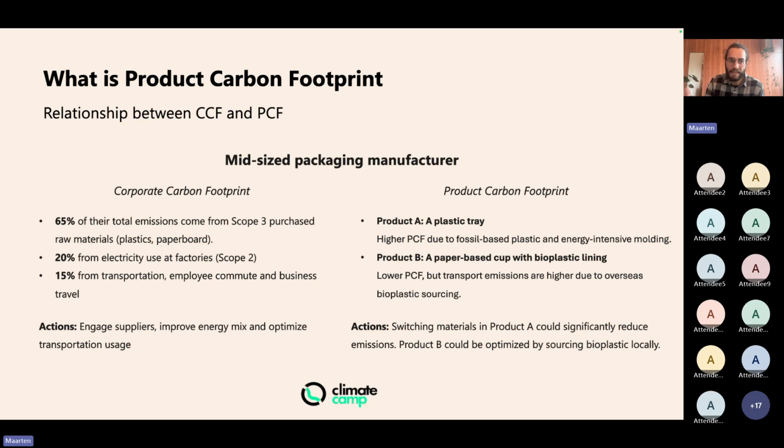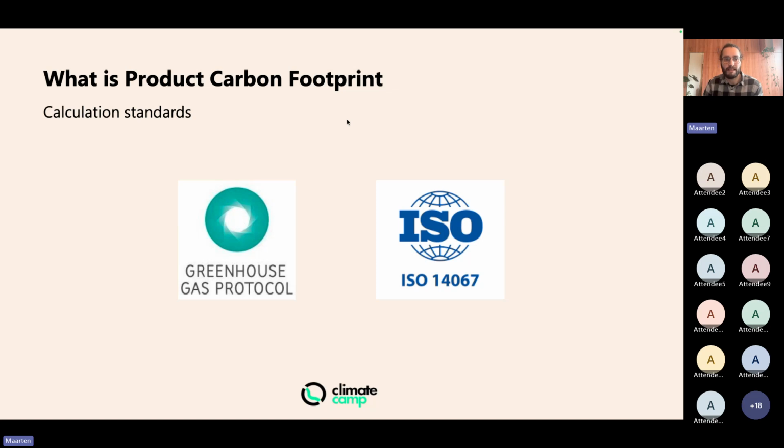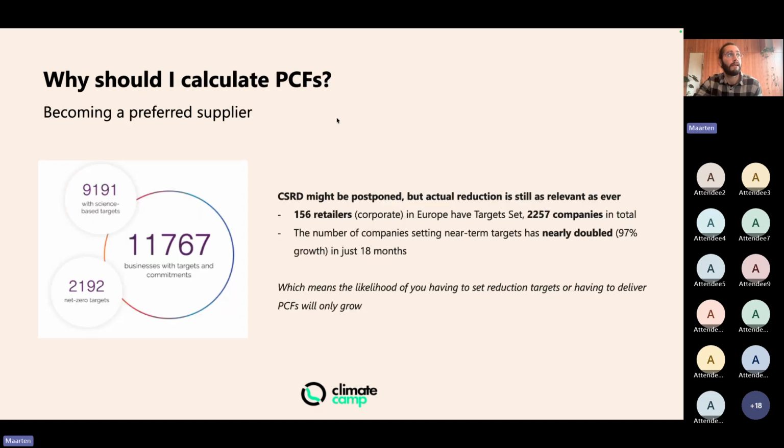For example, for product A, it might be switching materials or investing in the energy usage of your supplier. Whereas for product B, it could be more about sourcing bioplastic locally. So the granularity of the decisions that can be made are different between CCF and PCF. Now, calculation standards, I think most of you know this as well. Greenhouse Gas Protocol and ISO 14067 are the standards that are most commonly used for PCF calculation and guidance. Now, why should you calculate PCFs?